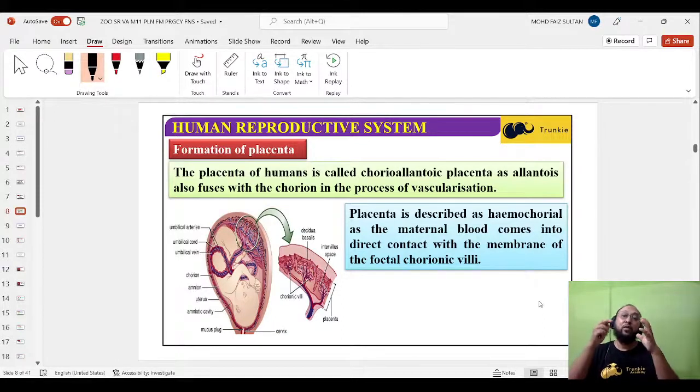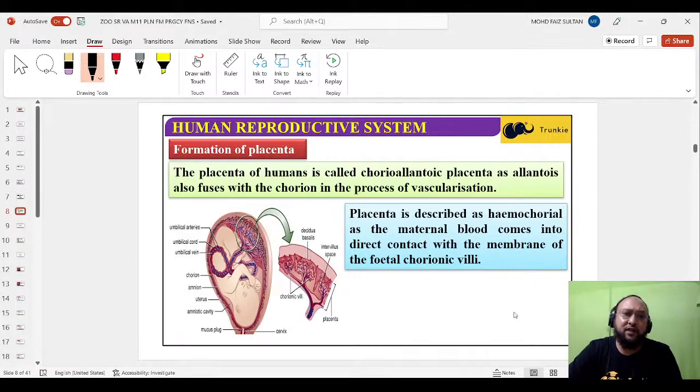So it is hemochorial because the blood from the mother directly comes in contact with the membrane of the fetal chorionic villi. The blood in the fetal chorionic villi and the blood from the mother come to the villi, so there is exchange of substances: oxygen, carbon dioxide, and nutrients. That is how it works.